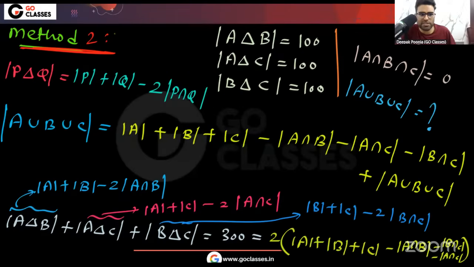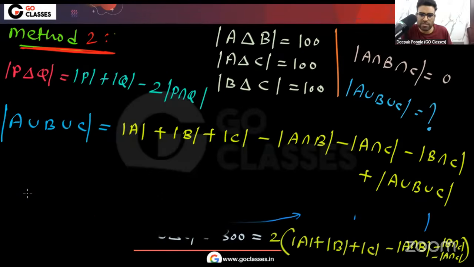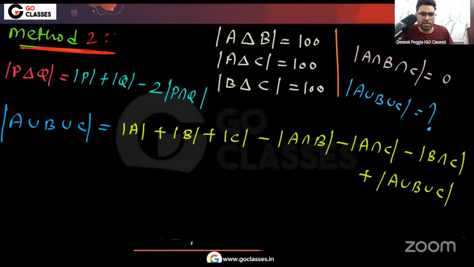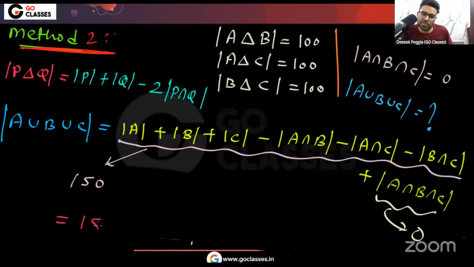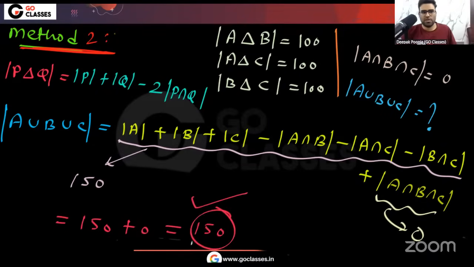So you can just apply this value here. You can see in this A union B union C, you can just apply this value. This we have already found, 150. And this value here, A intersection B intersection C. Sorry, there is a typo here. That is A intersection B intersection C. So this value is 0. So finally your answer will be what? That will be 150 plus 0. The answer is 150. So this is another method. I hope you understood this.